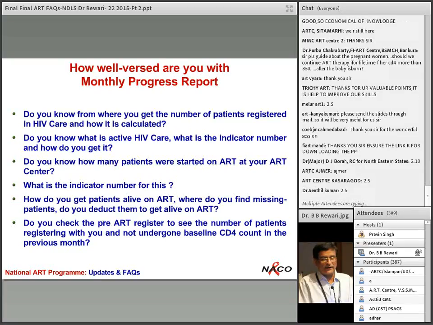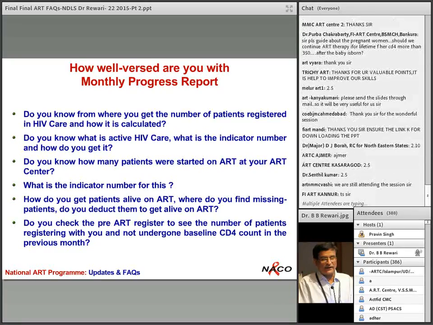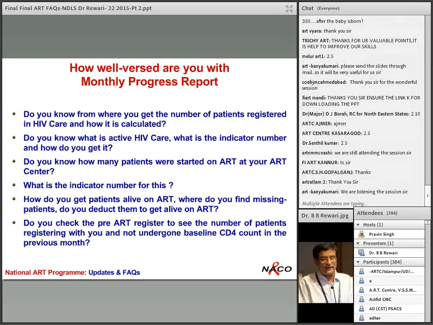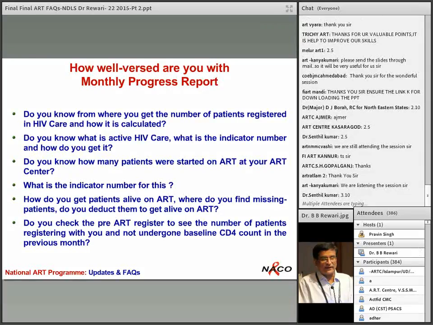Do you know how many patients were started on ART at your center last month? Which indicator is this? How do you get patients alive on ART? There is a column of missed patients. Do you detect these missed patients when you do the calculation from ever started on ART to get alive on ART? Don't answer me. You have to really think whether you are looking at the monthly progress report before it is sent.